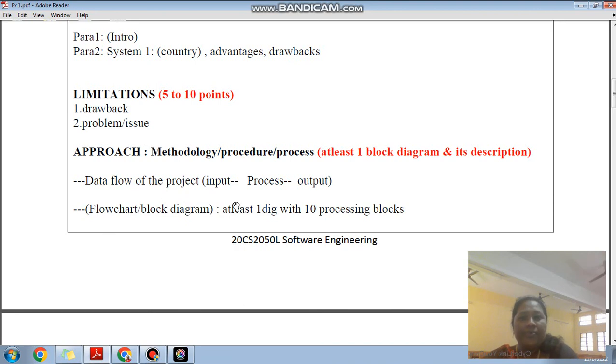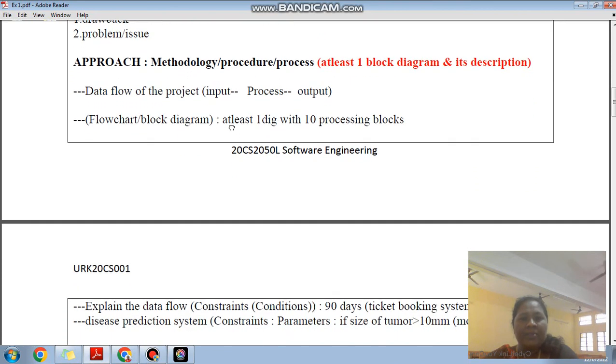And then you have to write an approach, the methodology or the procedure or the process, which is the best that you are giving. So you have to write that. Here you have to explain with at least one block diagram and describe this block diagram. So what is the input, what is the process, and what is the output?